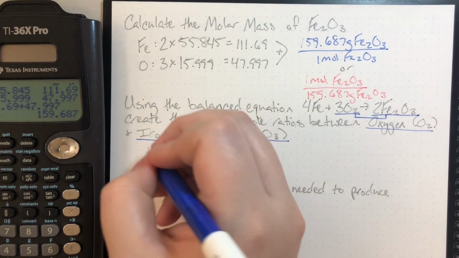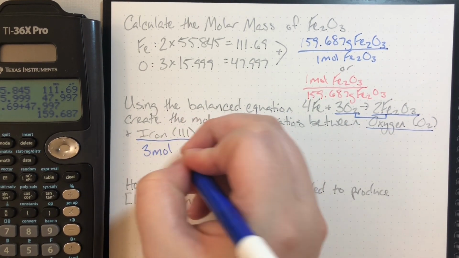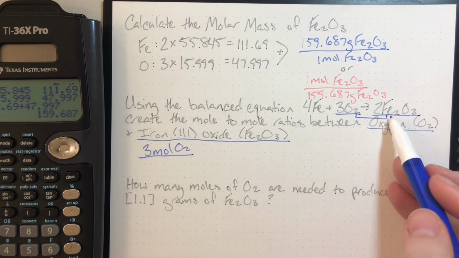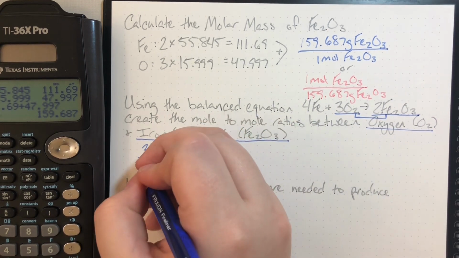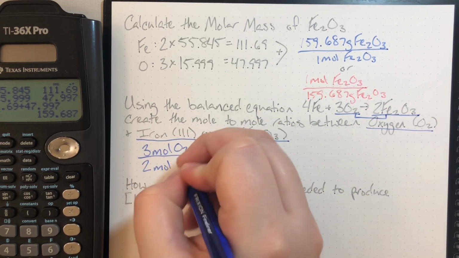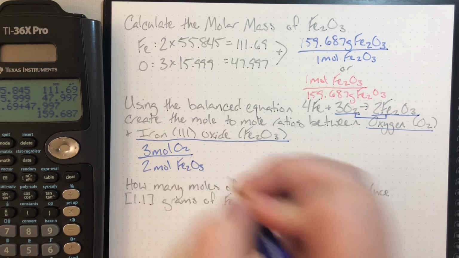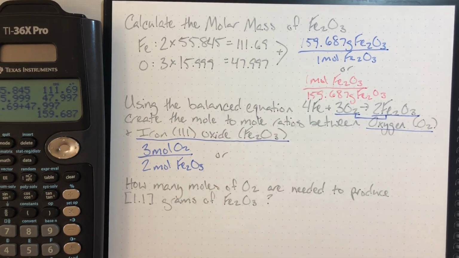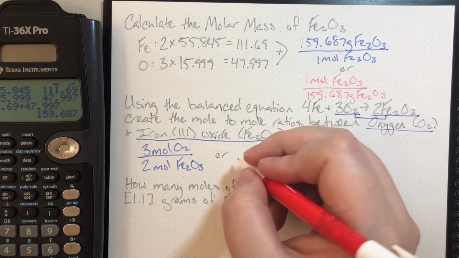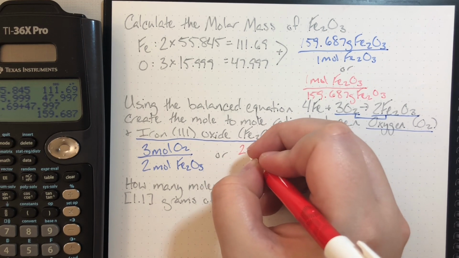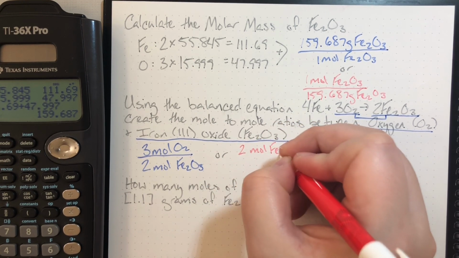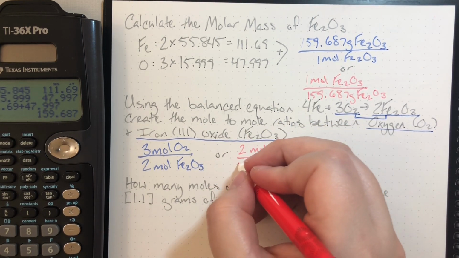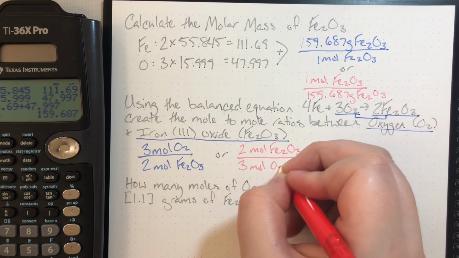Coefficient in front of oxygen is 3. I will insert the word mole and then write the formula, O2. Coefficient in front of iron 3 oxide is 2. Insert the word mole, iron 3 oxide. This states for every 3 moles of oxygen, there are 2 moles of iron 3 oxide. I'm going to go ahead and flip this fraction, which is not actually a fraction, it is a ratio, and state for every 2 moles of iron 3 oxide, I have 3 moles of oxygen.